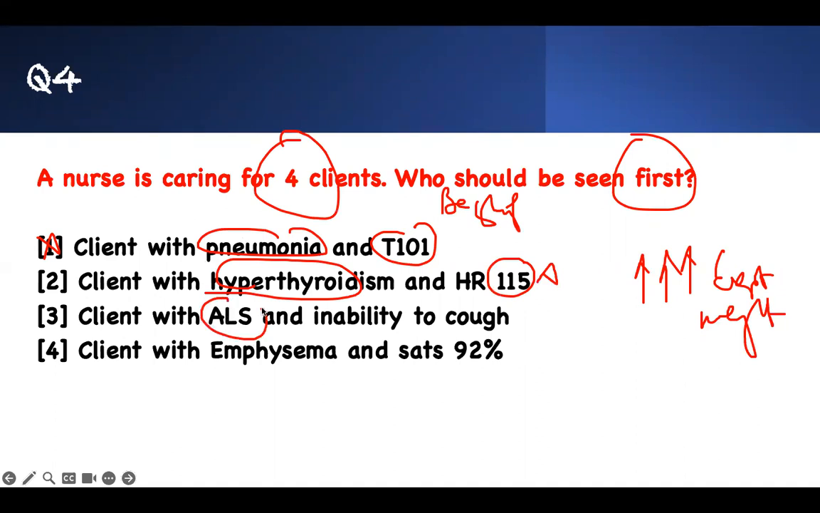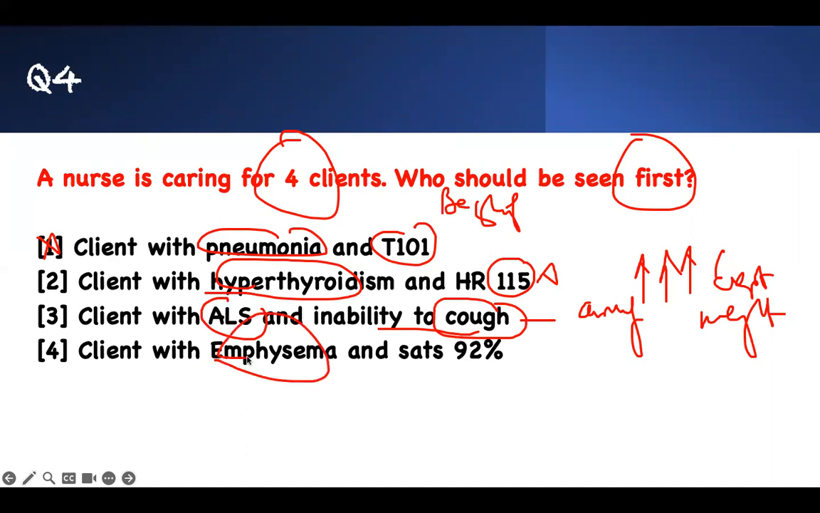ALS, amyotrophic lateral sclerosis, inability to cough. This is an airway problem. They have ascending weakness that involves their neuromuscular junctions and nerve problems. So with the weak airway issue, they have to be intubated and all those things. So the most important problem is the airway, the cough.